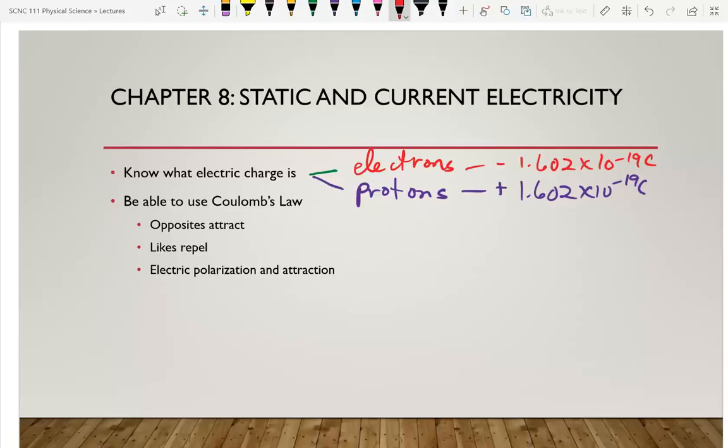Question? I have 1.6. Is that okay? Yeah, I'm just putting more decimal places. So 1.6 is fine.